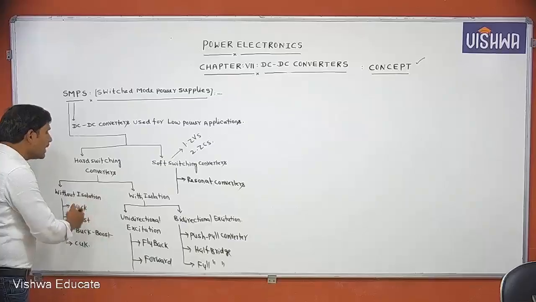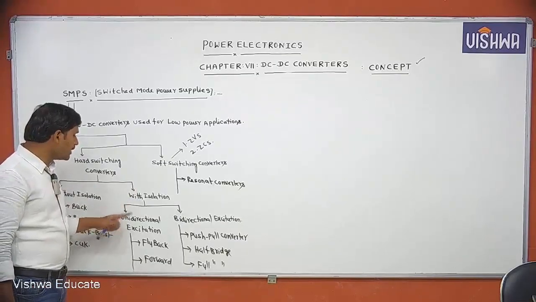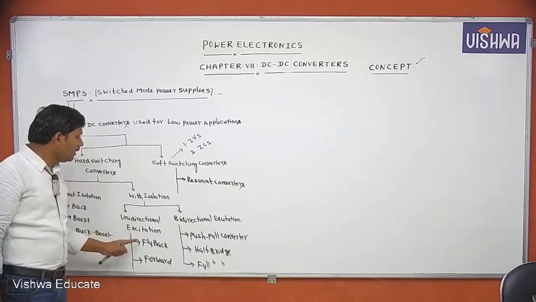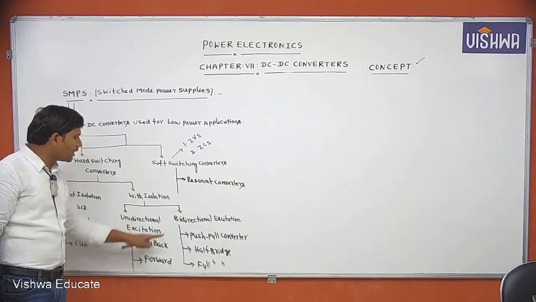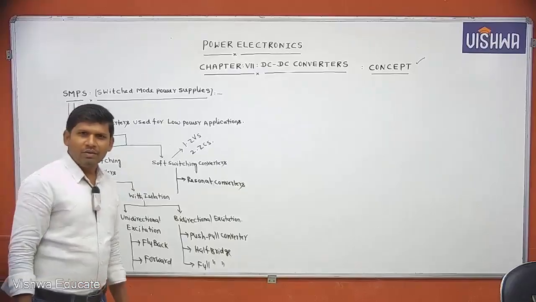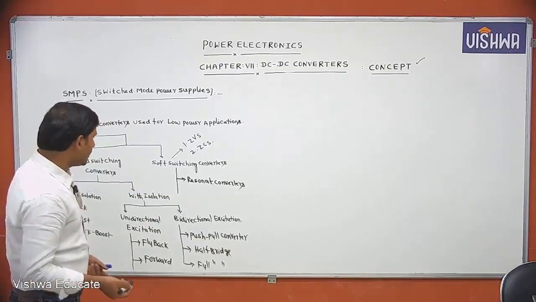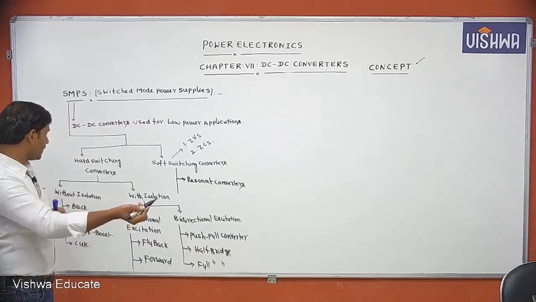This I already explained, but you concentrate. I want to give one or two examples with isolation: unidirectional, flyback converter and forward converter. In this, I want to give the push-pull converter configuration. I don't want to derive all the equations directly; I will give the formula. That also you remember. Listen.